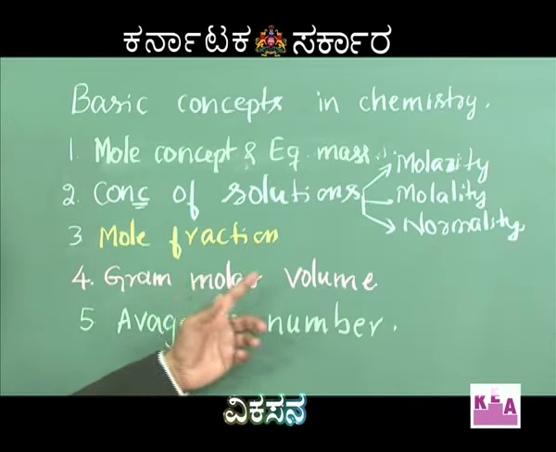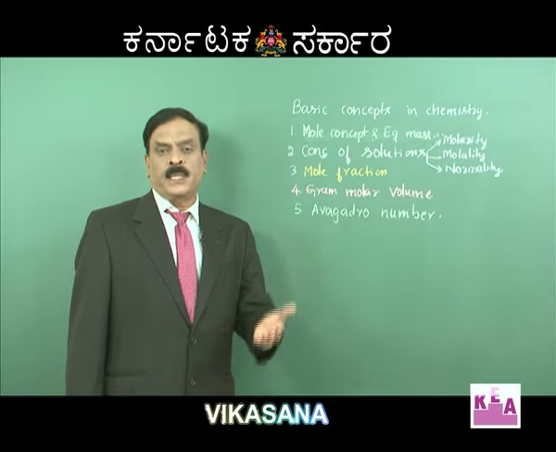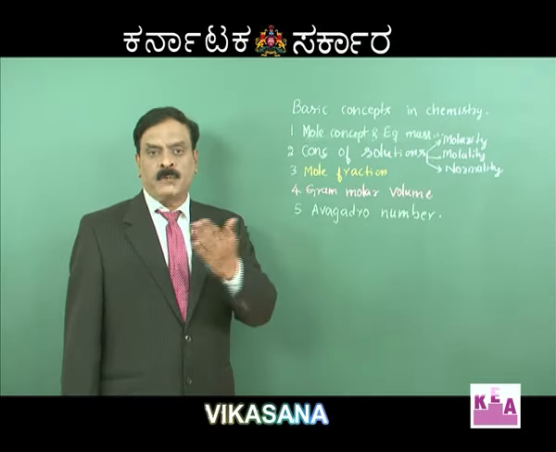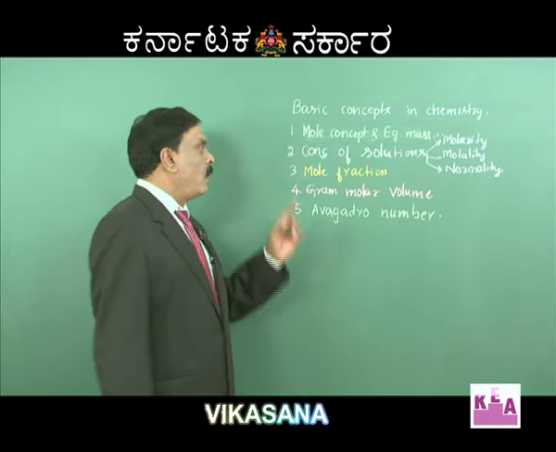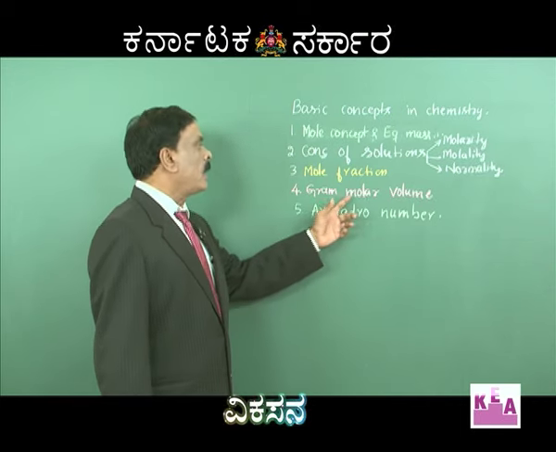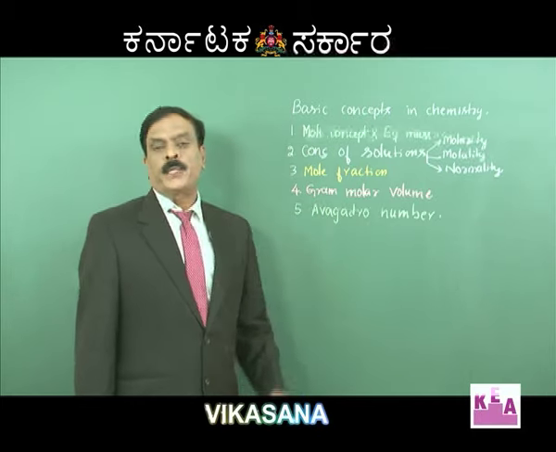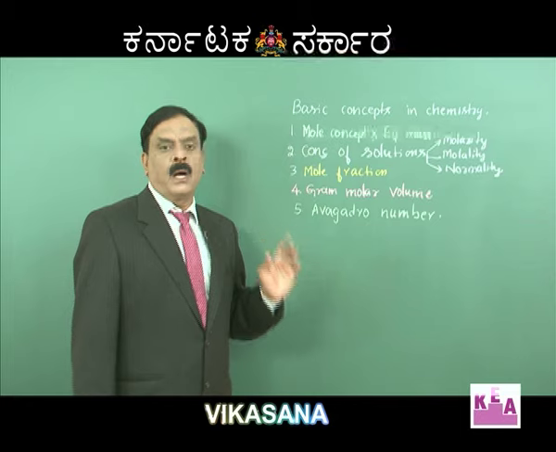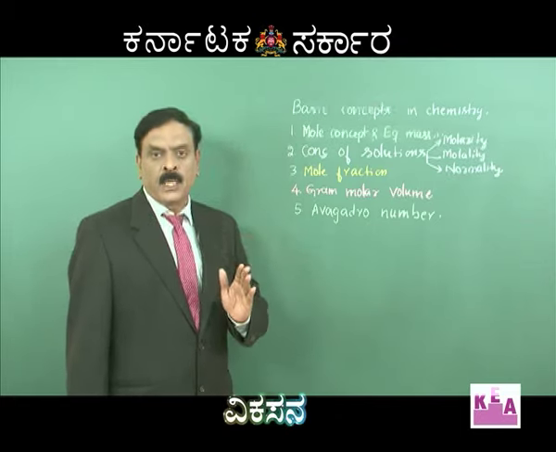Then we have gram molar volume. Supposing the substance is in gaseous state. The volume of a gas depends on the pressure and temperature at which the volume is measured. And if you take 1 mole of any gas at STP, STP is standard temperature and pressure, whatever volume 1 mole of a gas occupies at STP, that is called the molar volume. And the molar volume value is 22.7 dm cube or 22,700 cm cube or 0.0224 meter cube.